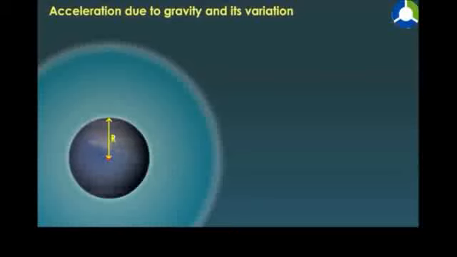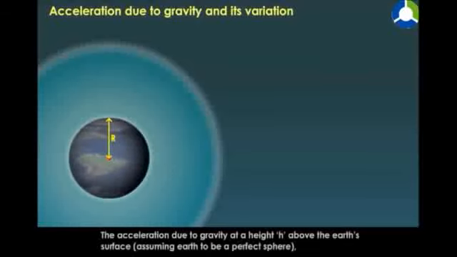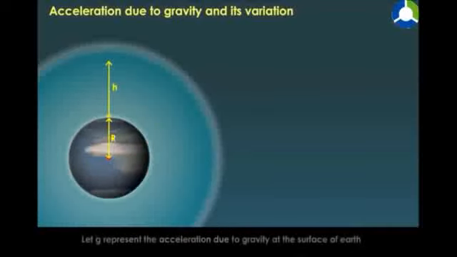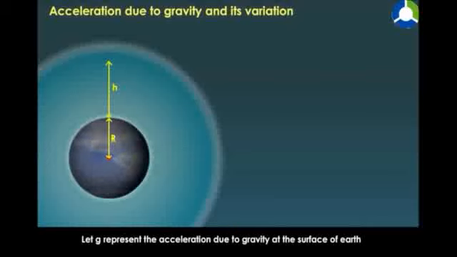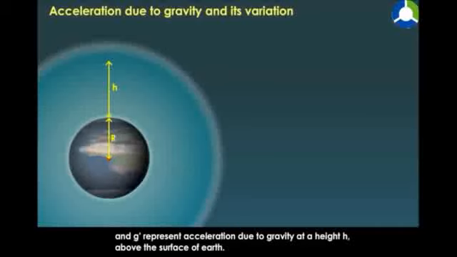Acceleration due to gravity and its variation. The acceleration due to gravity at a height h above the Earth's surface, assuming Earth to be a perfect sphere. Let g represent the acceleration due to gravity at the surface of Earth and g' represent acceleration due to gravity at a height h above the surface of Earth.